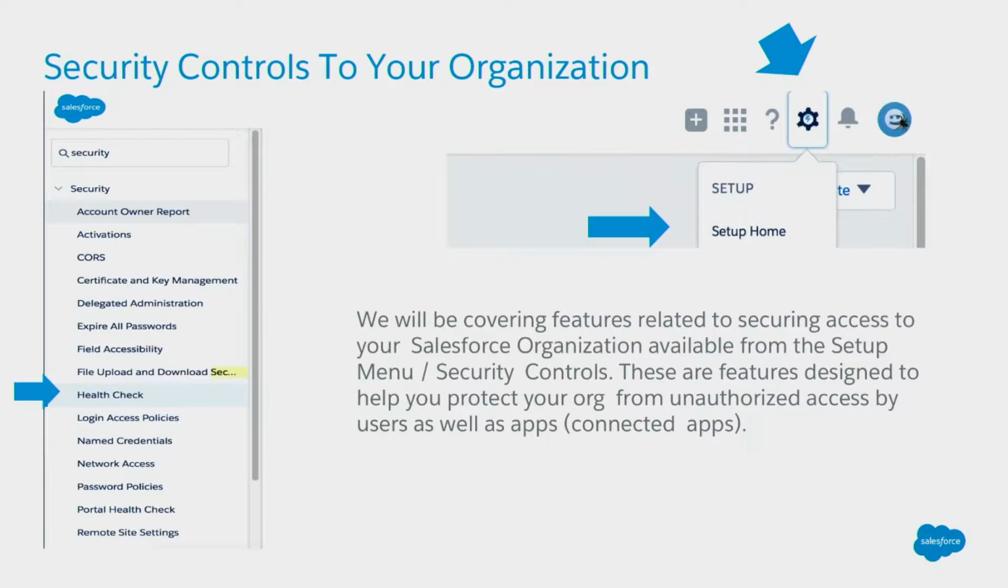All the security controls that we are going to talk about today are located under the setup menu, which you can find on the top right, and then go to the left-hand side bar, search for security, and you will see all the security controls that we are going to talk about today, which are present here on the left-hand side bar.